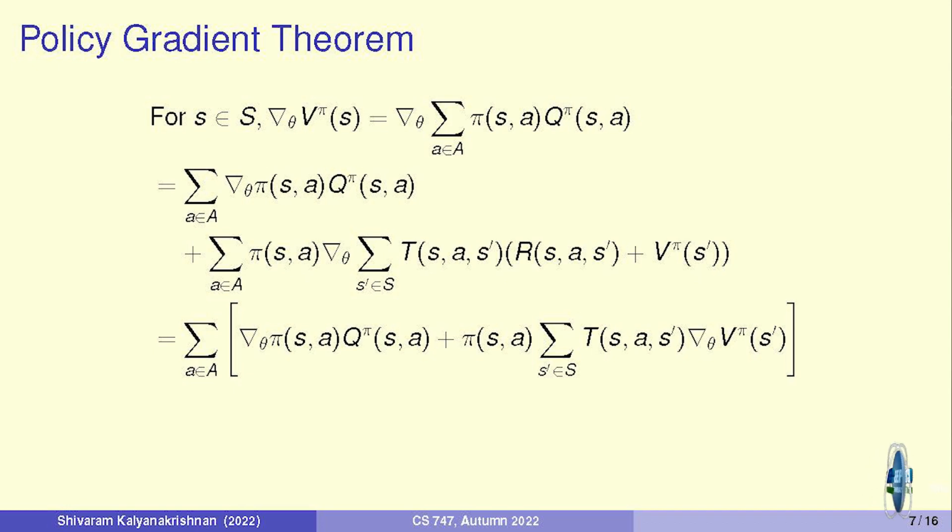Okay, so we are looking at a particular S prime. I'm sorry if I sort of included the sum here. Suppose we're looking at a particular S prime. What is multiplying it is pi of SA times T of SA S prime, summed up over all actions. Okay, this sum is there.